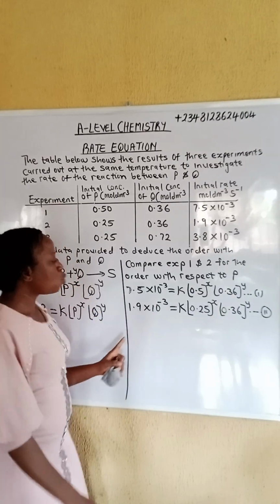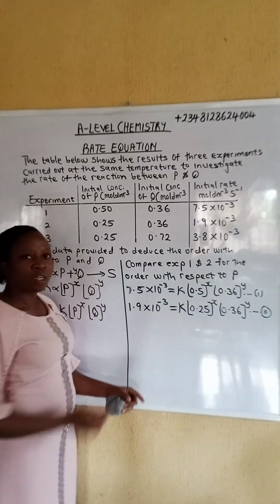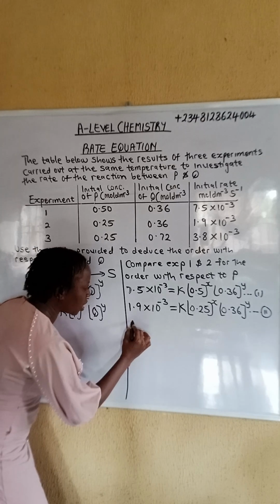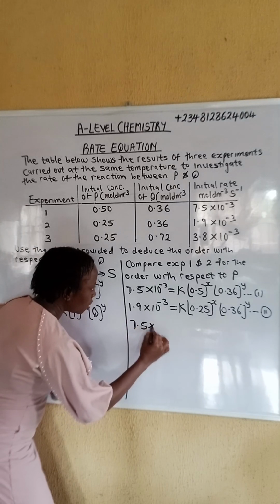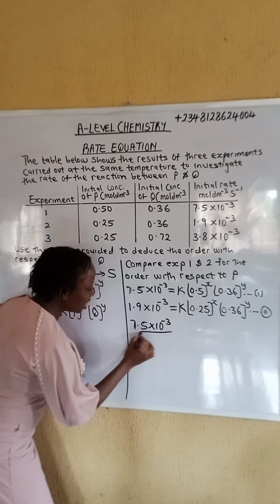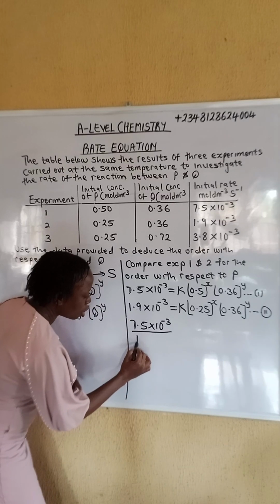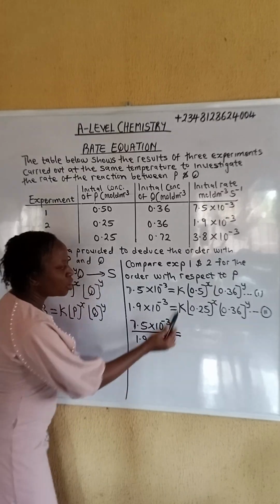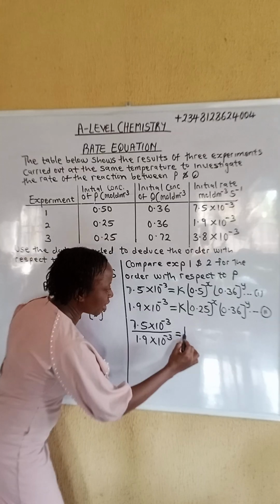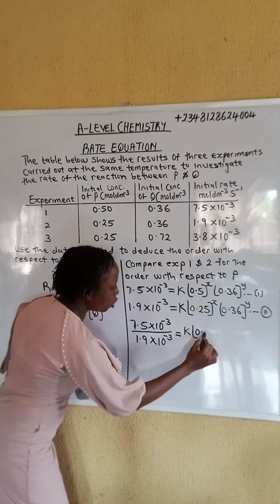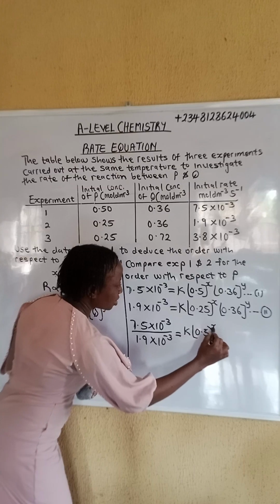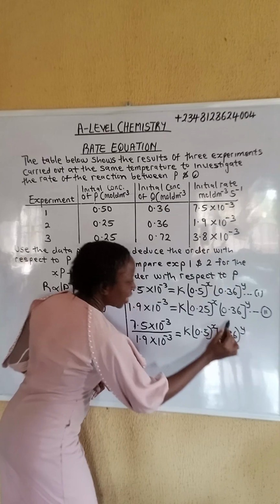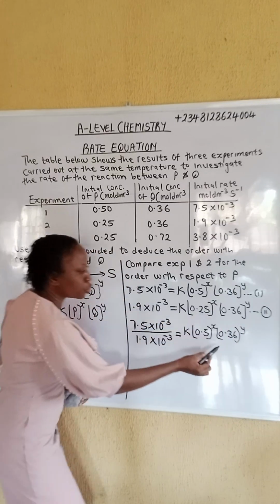So what are we going to do? We are going to use equation 2 to divide equation 1. So equation 1 now, that will be 7.5 times 10 raised to power minus 3, then divided by what we have in equation 2, 1.9 times 10 raised to power minus 3. Then equal to equation 1 divided by equation 2. That will be K into bracket 0.5 raised to power X, then 0.36 raised to power Y.